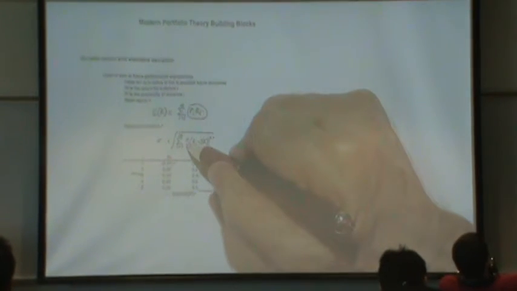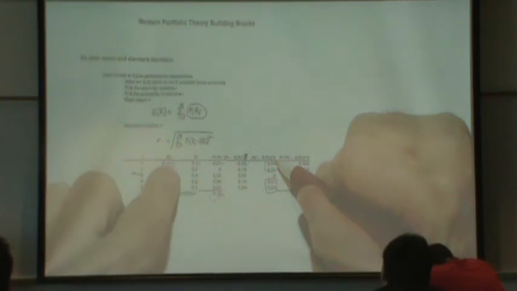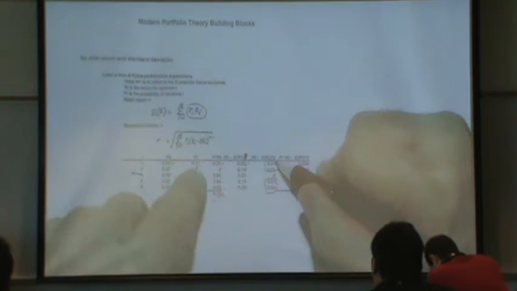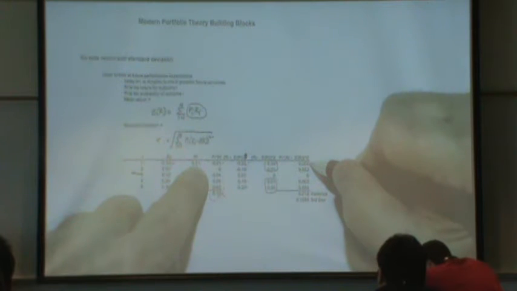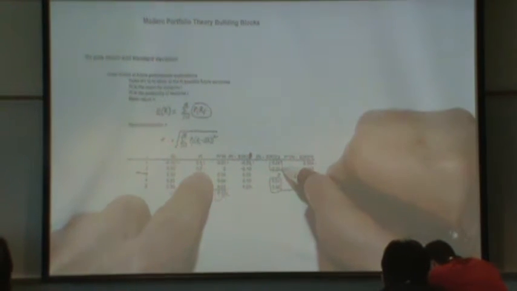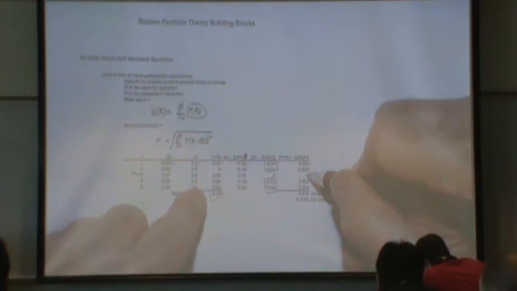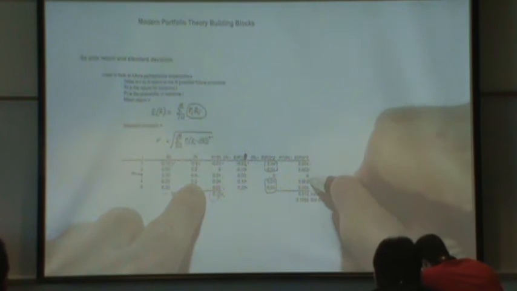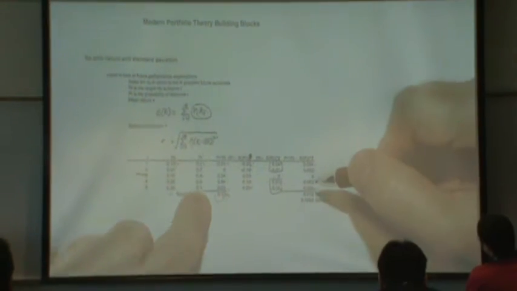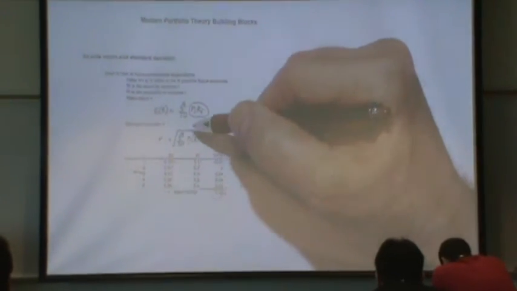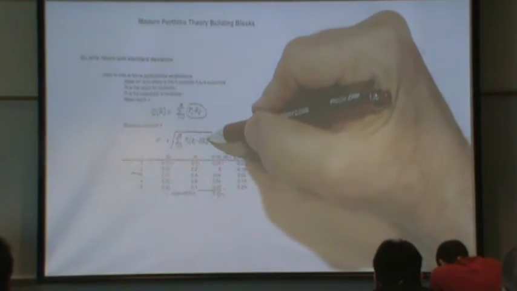Then it says, okay, now multiply them by their respective probabilities. So this 0.04, we're going to multiply it by this probability, 0.1, and that gives us 0.004. 0.2 times 0.01, 0.002. 0.4 times 0 is 0. 0.2 times 0.01, 0.002. 0.1 times 0.04, 0.004. So now we've got all the probabilities times their respective squared deviations from the mean.